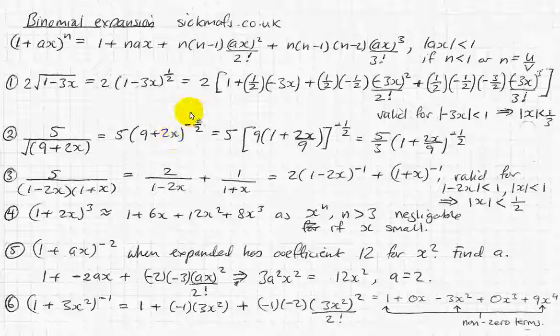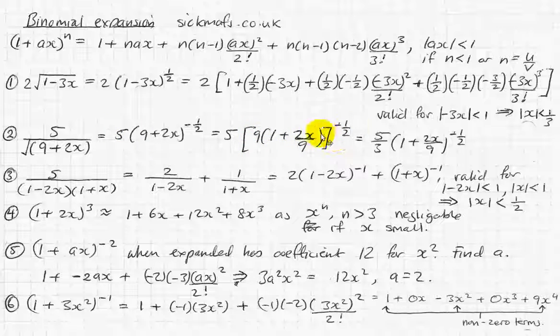So all I do is I take this bit here and I write it here, and I say, well, 9 plus 2x, I can divide it all by 9, so I get 1 plus 2x over 9, and then put a 9 outside. So basically, that's the quick way of doing it. Divide it all by that number and take that number outside.